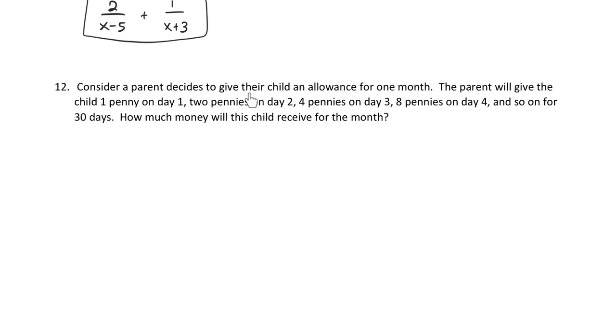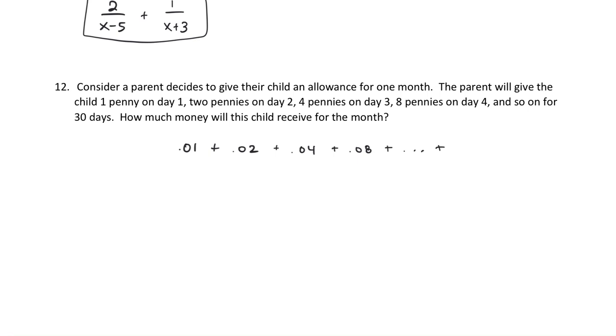All right, so we have an allowance. Day 1 is a penny, day 2 is 2 pennies, then 4 pennies, and then 8 pennies, and so on for 30 days. So we're going to have 1 penny plus 2 pennies plus 4 pennies plus 8 pennies.